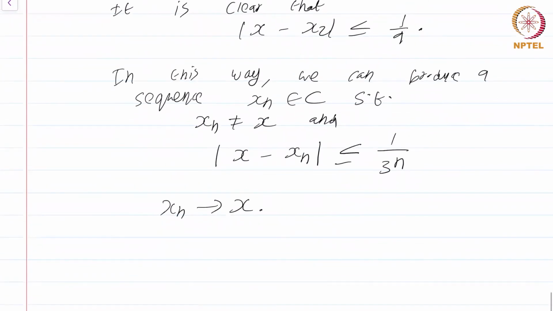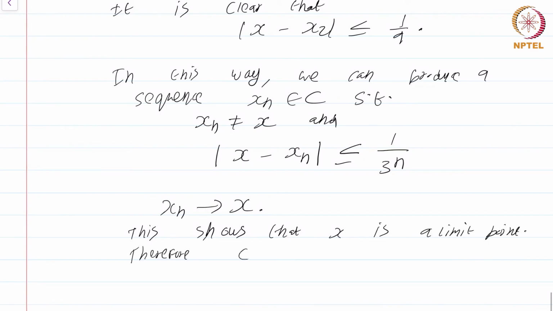This shows that x is a limit point. Therefore, C is perfect. So the Cantor set is a perfect set and therefore it will be uncountable as well.